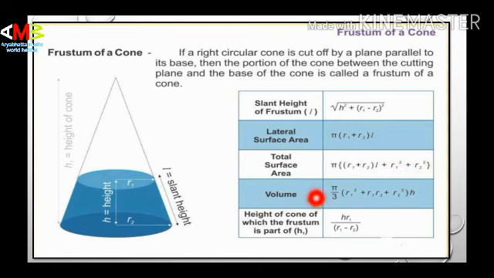Volume of frustum of cone is pi by 3 (R1 square plus R1 R2 plus R2 square) H. Height of the cone, which is H1, is H R1 divided by (R1 plus R2). These are the 5 formulas for the frustum of cone.